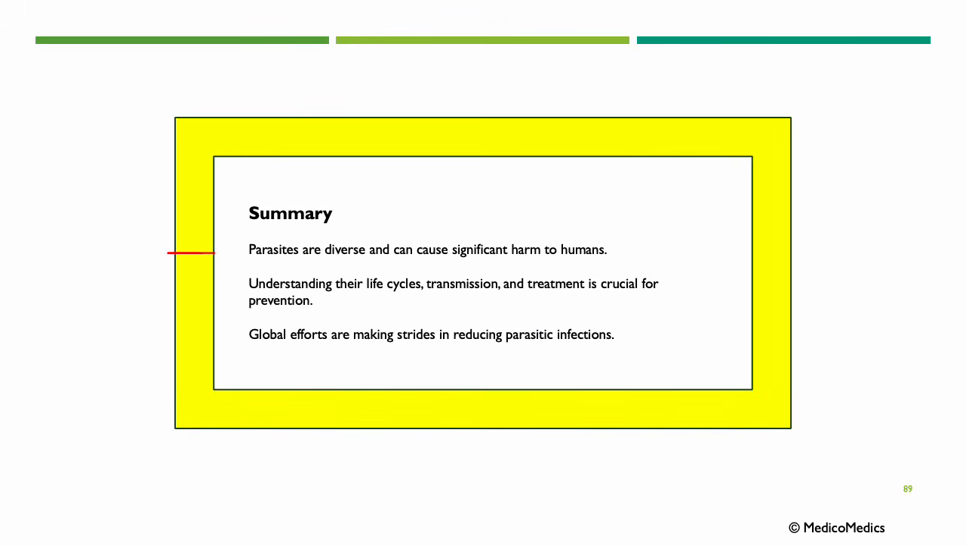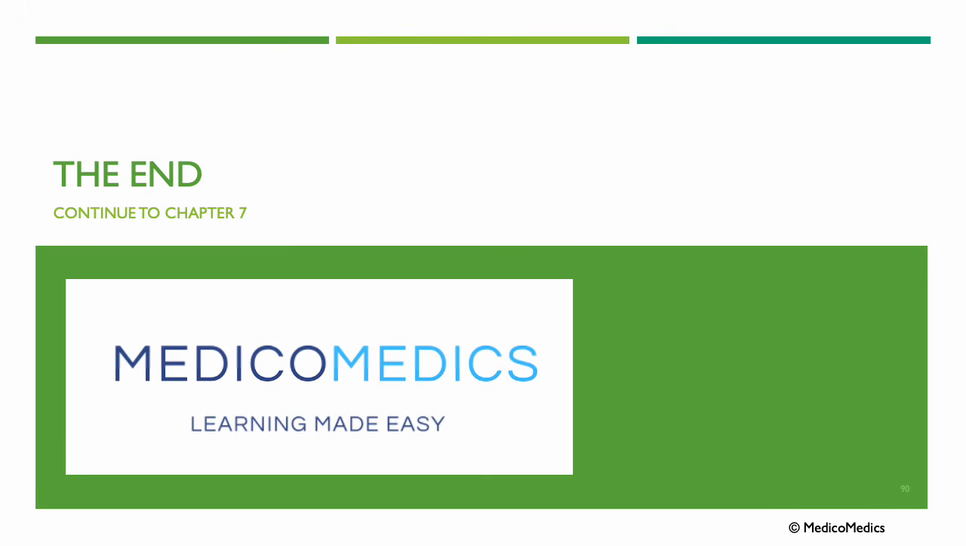So in summary then, parasites are diverse and can cause significant harm to humans. Understanding their life cycles, mode of transmission, and treatment is crucial for prevention. Global efforts are making strides in reducing parasitic infections. And that's the end of Chapter 6. Continue now to Chapter 7.